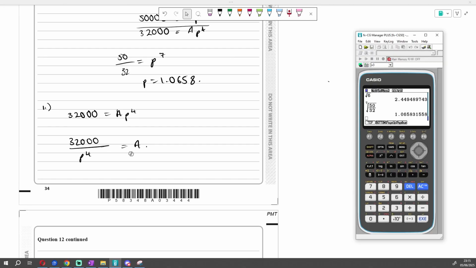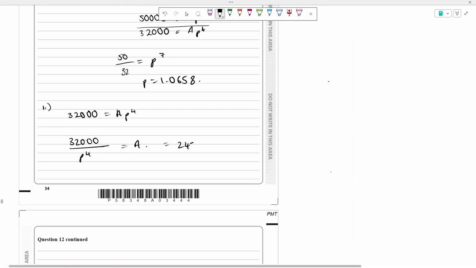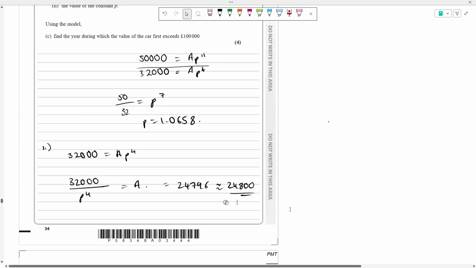And into the calculator it goes. 32,000 divided by my answer to the power of 4. And you can see this is approximately 24,800, equal to 24796, approximately 24,800. Very nice.